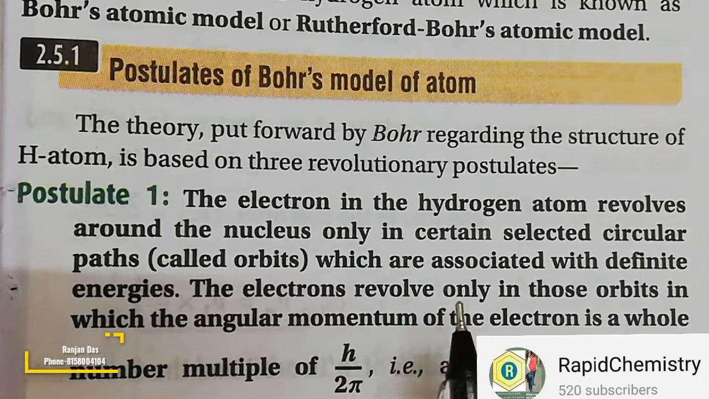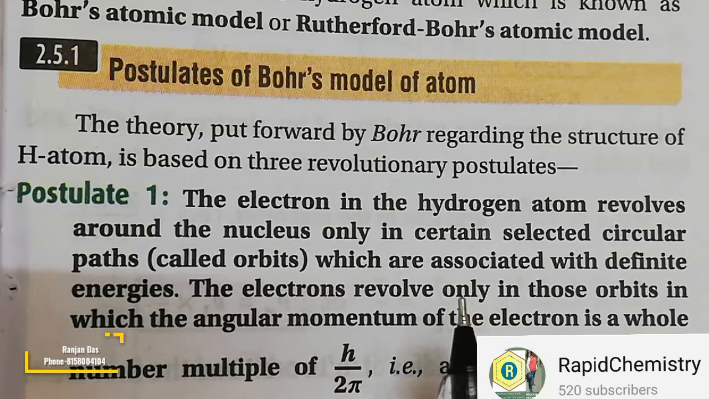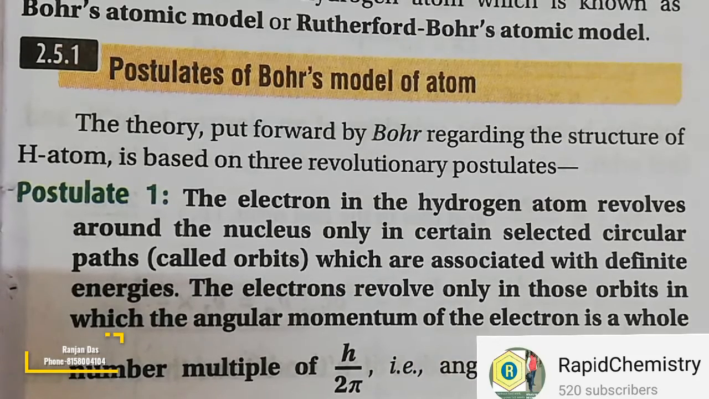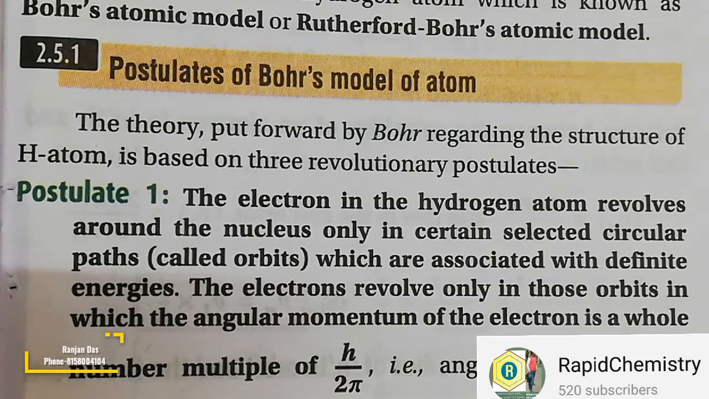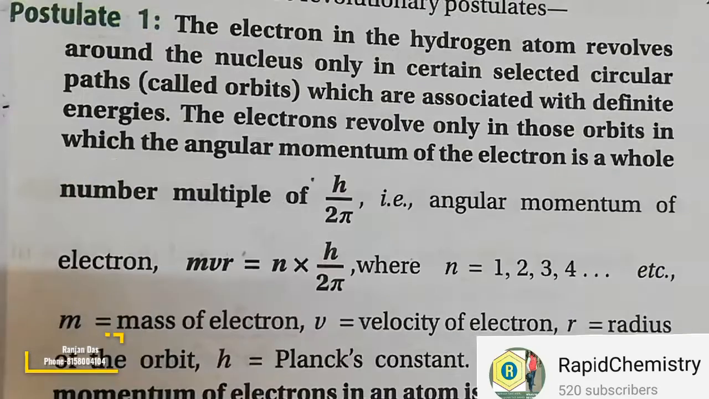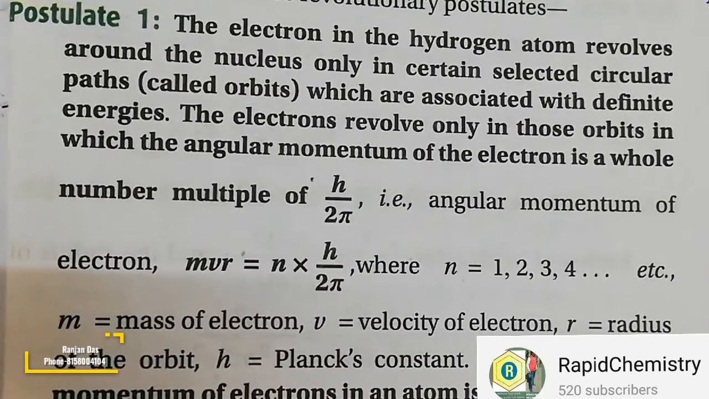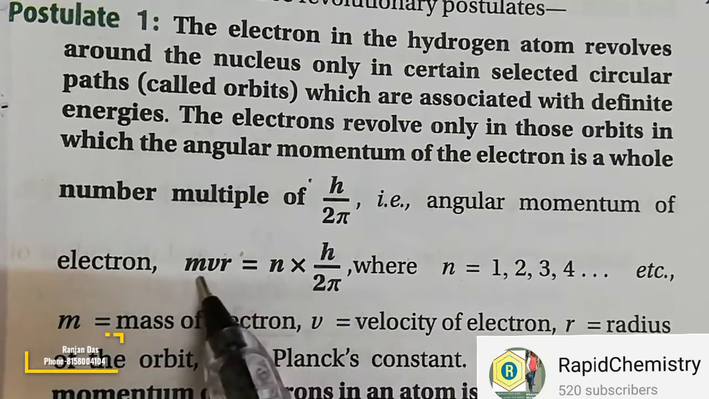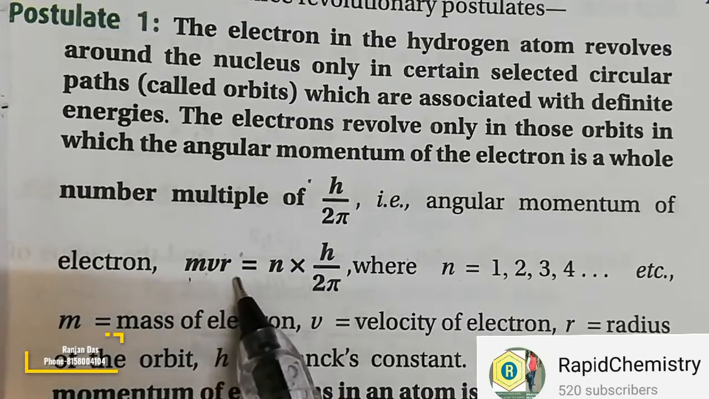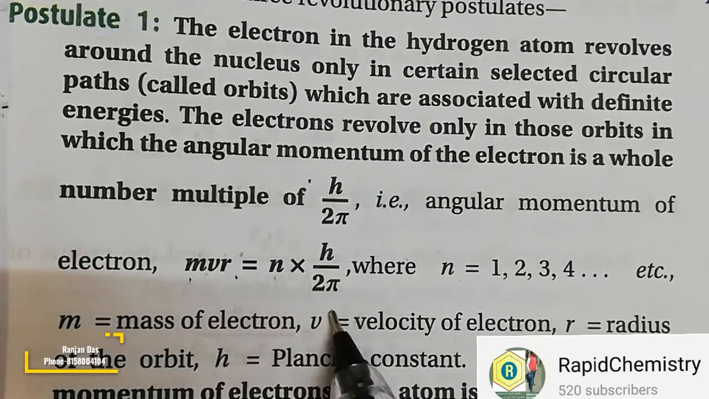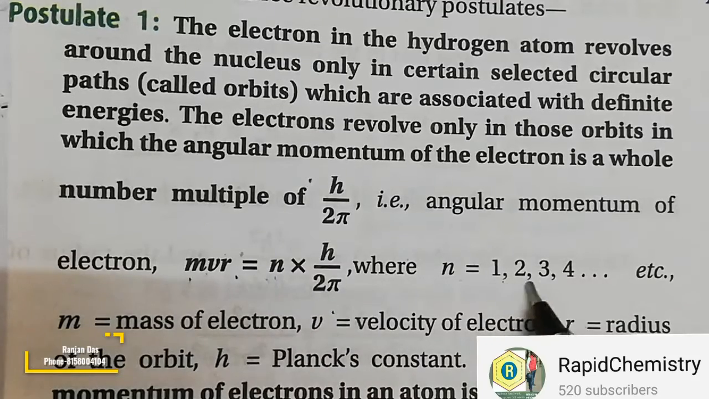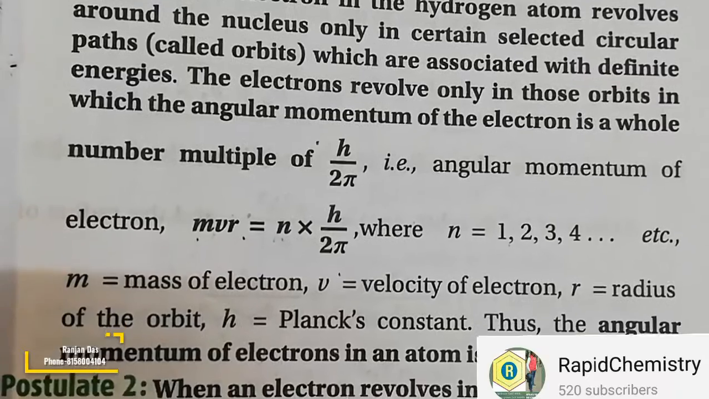So that theory tells that the electrons cannot move in all the possible orbits around the nucleus. There are some specific paths, where the angular momentum is a whole number multiple of h by 2 pi. The angular momentum of electrons revolving around the nucleus is expressed by mvr equals nh by 2 pi, where n can be 1, 2, 3, 4, that is, a whole number.